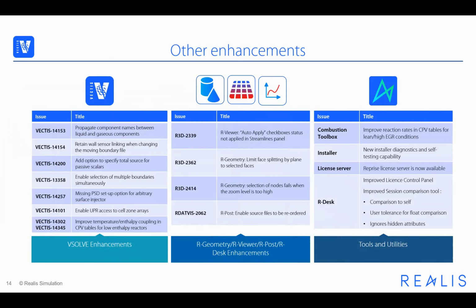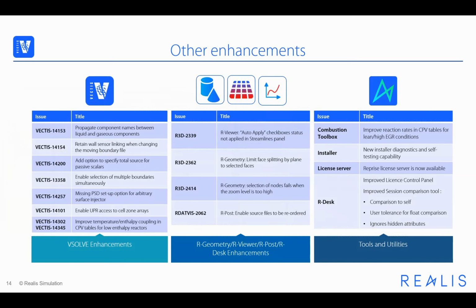An issue resulting in the impossibility of selecting nodes, surfaces, or bodies when the zoom level was too high has also been resolved, making the pre-processing of complex models much easier. And finally, in Outpost, the reordering of source files is now possible.